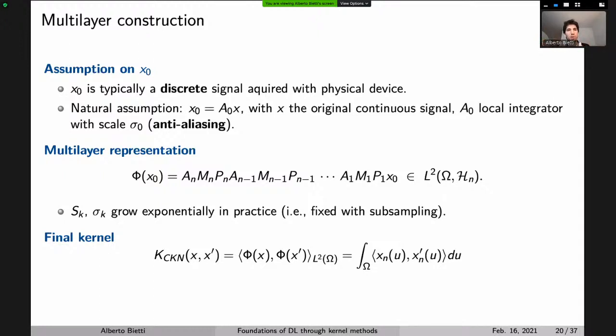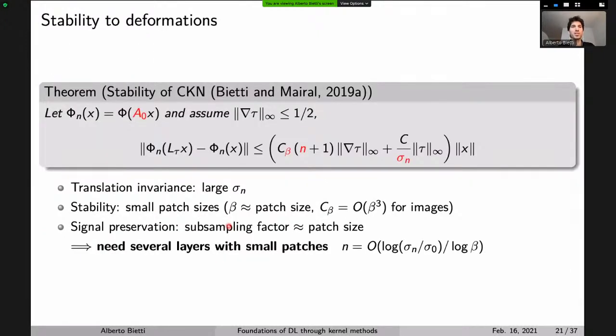So we will assume at least that the size of sigma k has to be controlled by the size of the patch. So sigma k cannot be too large compared to the diameter of this S k. And then some other thing will show up in the next slide, which is that the patches themselves cannot be too big if you want to have stability. So okay, let me go through this stability result.